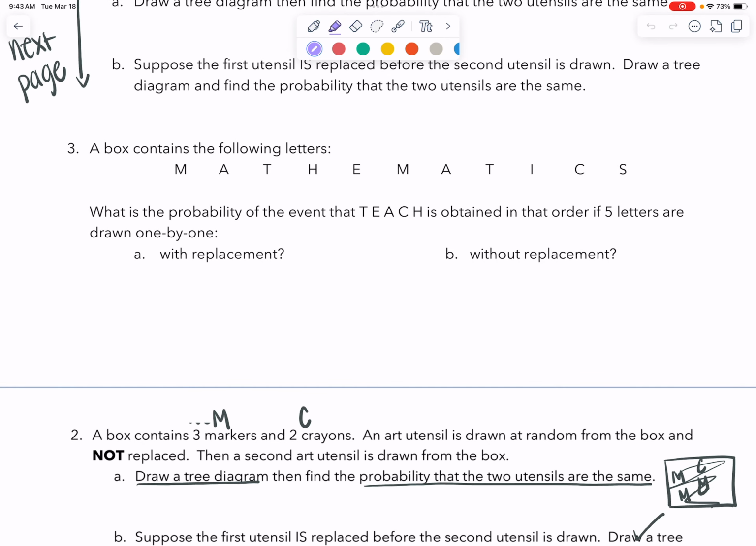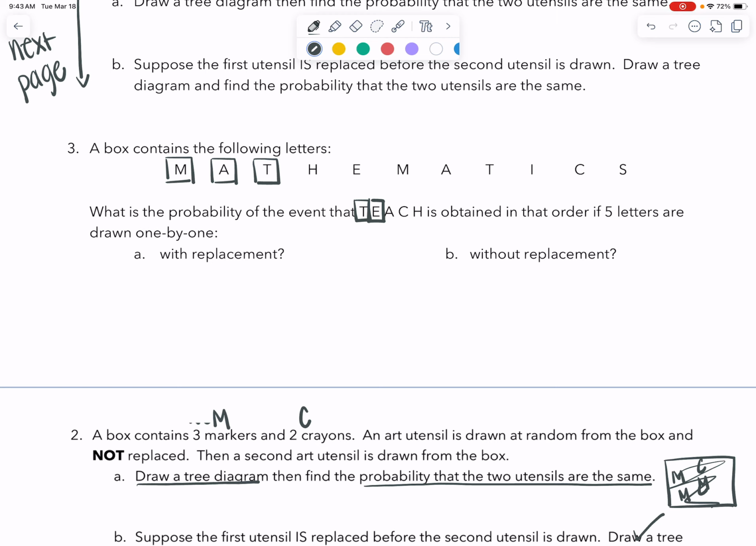All right, guys, so in this example, we've got a box that contains the following letters. So pretend that these are like Scrabble letters. Each of these letters is on a tile or something. And so the question says, what is the probability that the event TEACH, so like I draw a T, and then I draw an E, etc., is obtained in that order if 5 letters are drawn one by one?